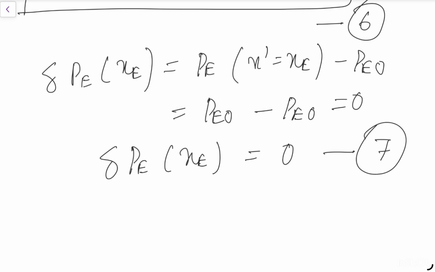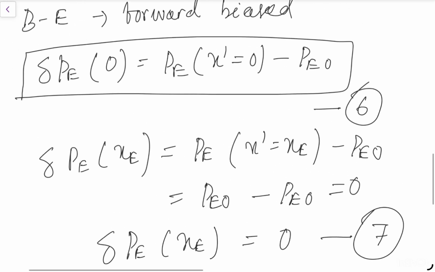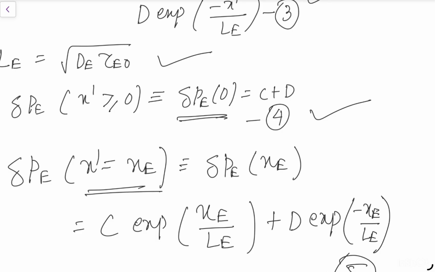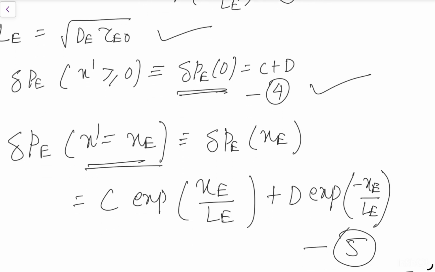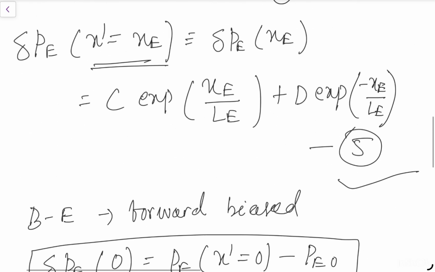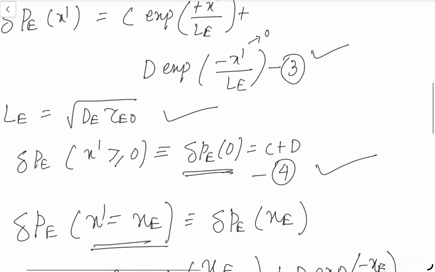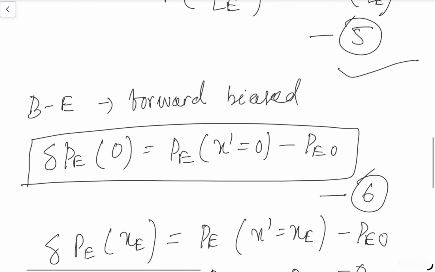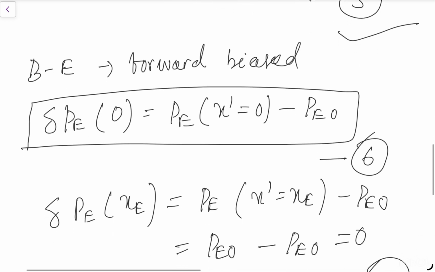Now if you carefully see, we got equations 6 and 7, and your equations 4 and 5 can be equated easily. So here you got delta P at 0 is equal to C plus D. Now C plus D is equal to delta P at 0. Now delta P at 0 is PE(x') at x' equals 0 minus PE0, right?